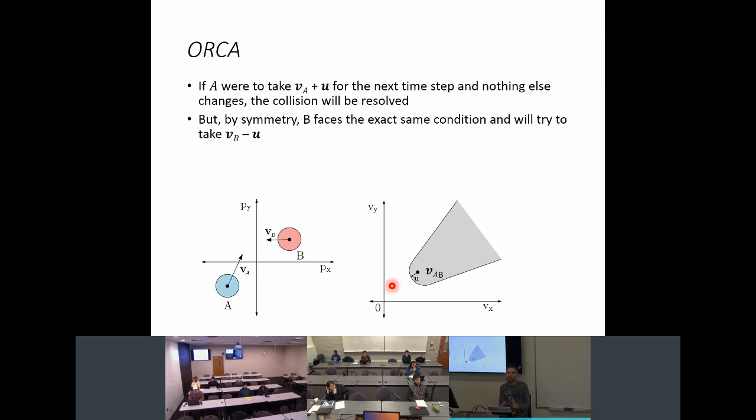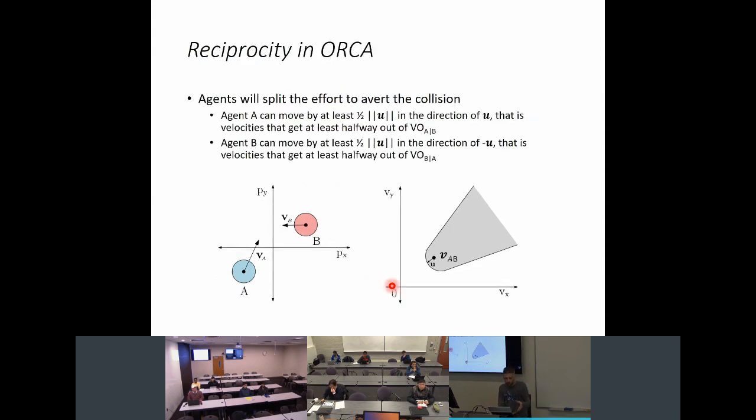Well, the problem with this approach is that we're going to waste a lot of effort, since basically each agent tries to avoid collision without accounting for the fact that the other agent is also trying to do the same, right? So this is going to lead to kind of like oscillatory motion, and we're going to waste a lot of effort, keep recomputing at every time step a new collision-free velocity for the agents. So to address this issue, ORCA basically introduces this notion of reciprocity.